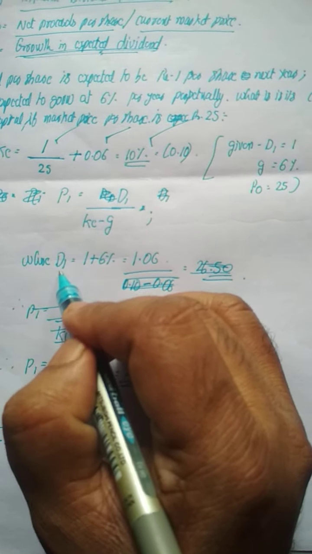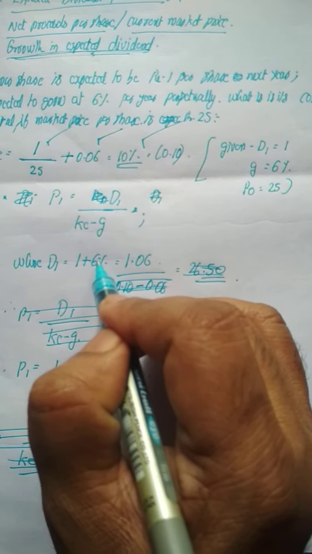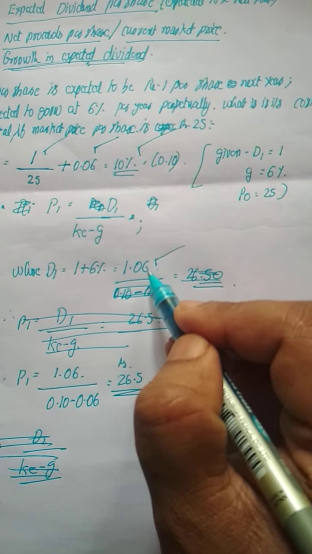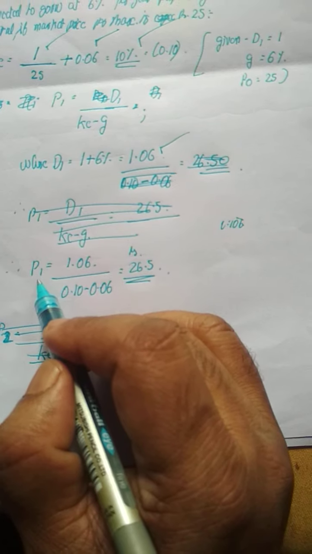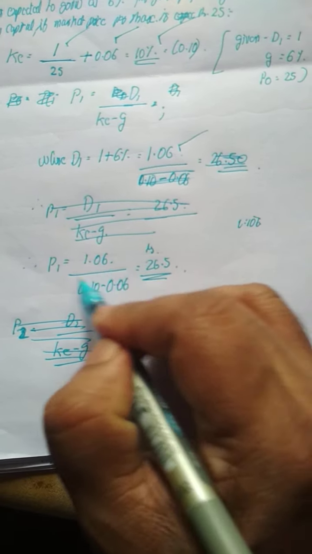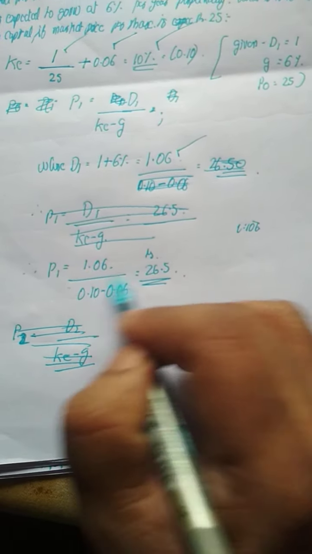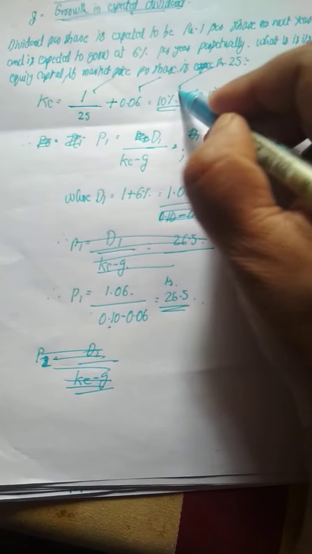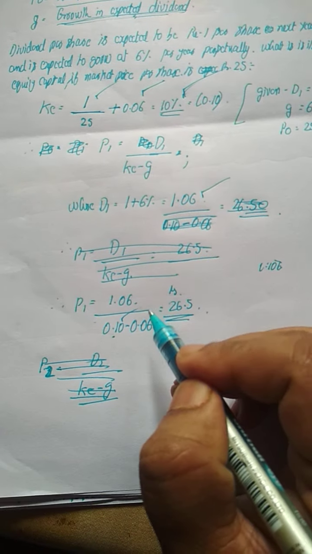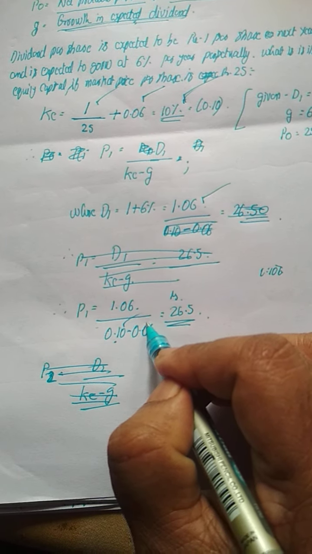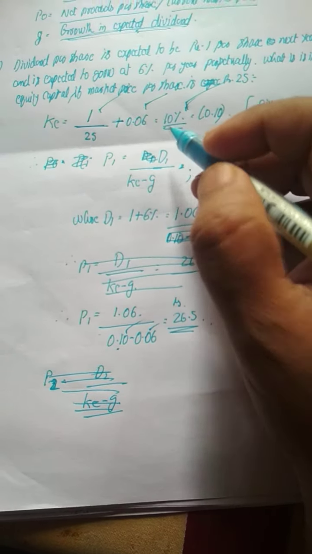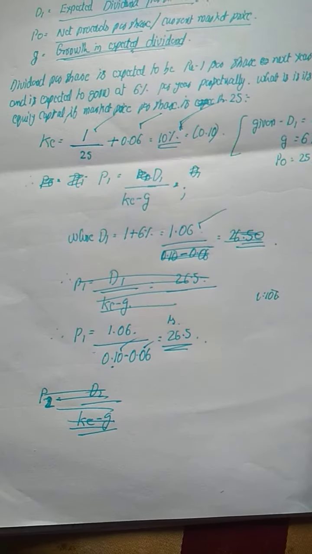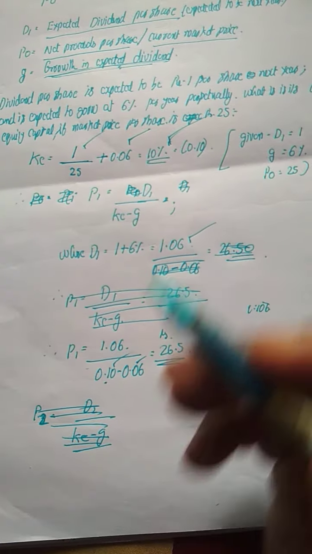Next year's dividend, how do we calculate? Current year dividend plus growth. Next year's dividend we will get 1.06. So P1 is the dividend 1.06 divided by K. K we got 10%, so 0.10 minus growth. So this is all about the dividend approach, or dividend growth model.